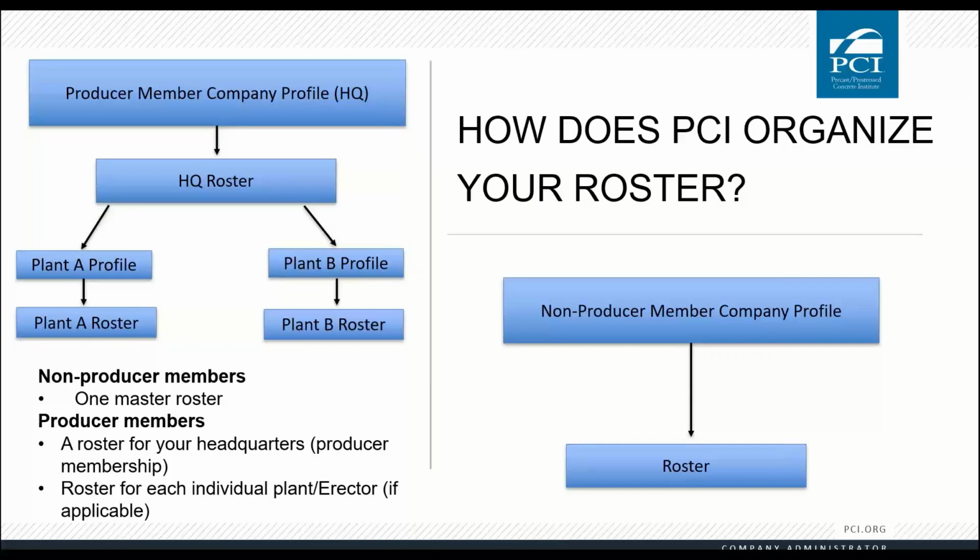For producer members, there is a hierarchy to the roster management. The headquarters location holds the producer membership. In the headquarters roster, the admin will see all the headquarters employees and a listing for each PCI certified plant or PCI certified erector. Each of these certified plants have their own rosters that can be accessed by clicking on the plant or erector name. Each plant or erector should have their own company administrator that manages the roster. One person can be an admin for multiple locations.